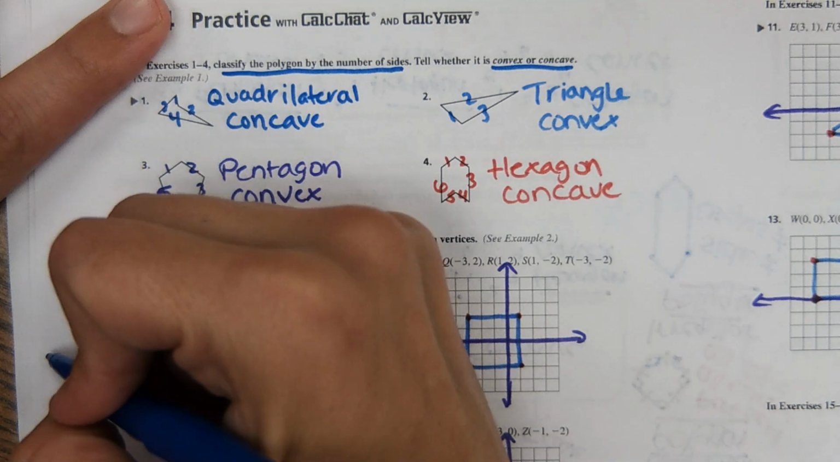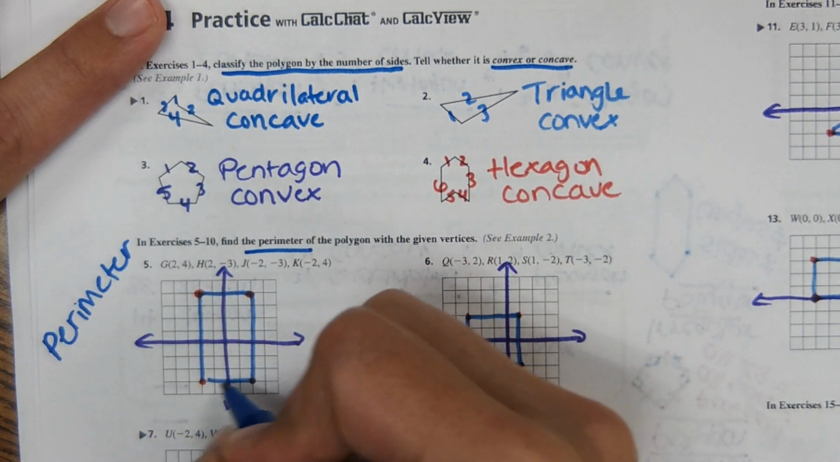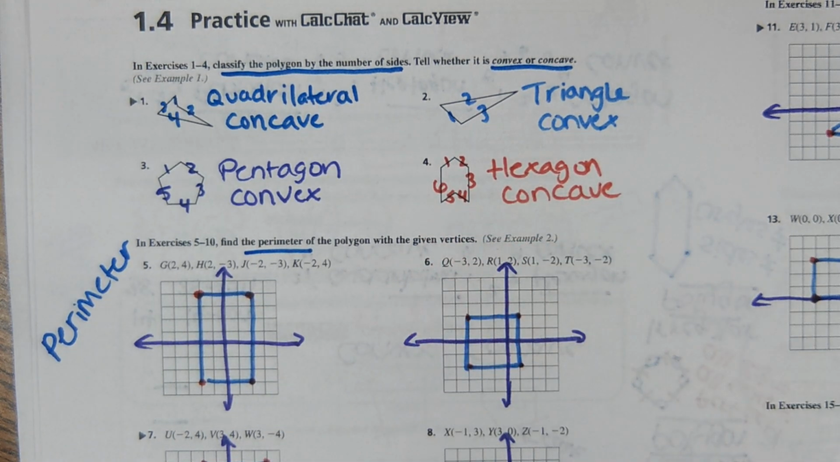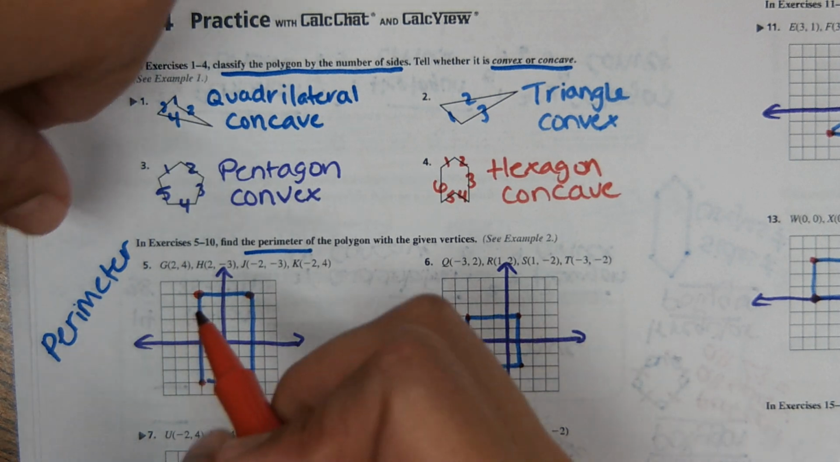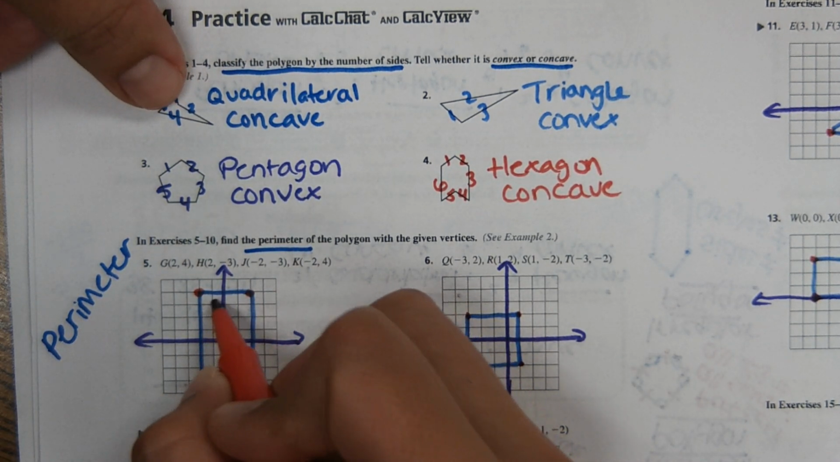So for all 4 of these, we're going to be finding perimeter, which is like the distance around the shape. So we need to find the length of each side and then add those up to find the perimeter. So for this first one, it's a rectangle. These lines are horizontal and vertical, so we can just count these coordinates.